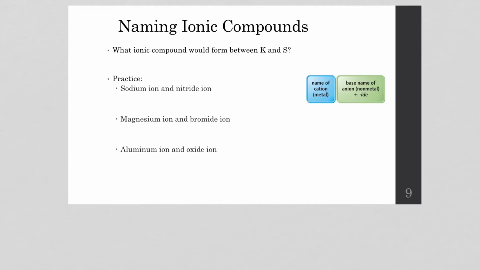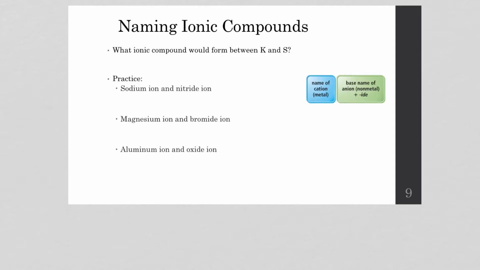Welcome back, class. So today I want to start talking about how to name compounds. And the first type of compound that we're going to look at are ionic compounds. So let's start here with the question of what ionic compound would form between K and S.